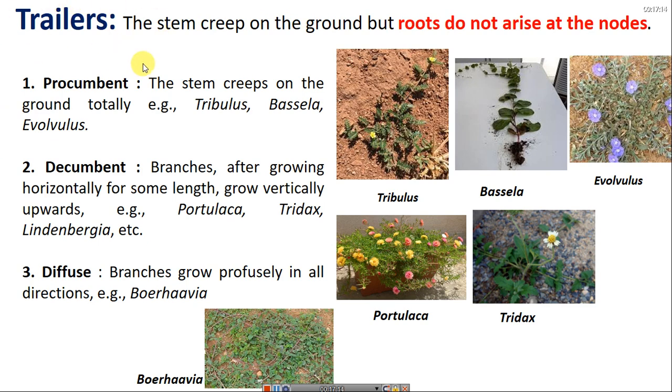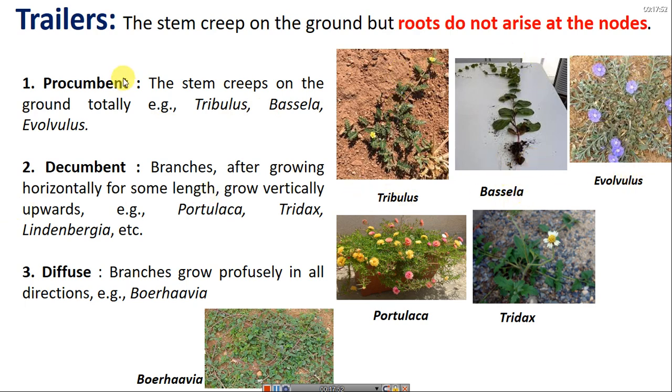There are different kinds of trailers: procumbent, decumbent, and diffuse. It will be very easy for you to remember because we come across these trailers and see them in nature on an everyday basis. The procumbent weak stems creep on the ground totally. The plant body doesn't rise up. They will always be horizontal. They won't rise above the ground, they will just lie down on the ground. Examples are tribulus, basella, and evolvulus.